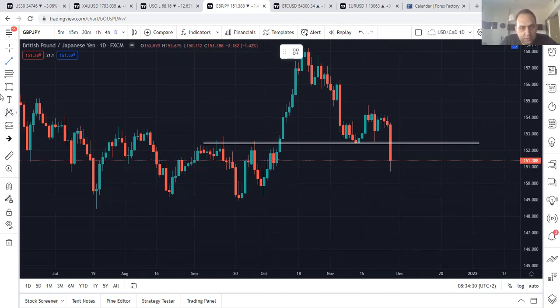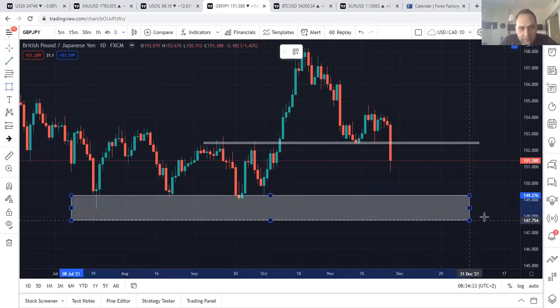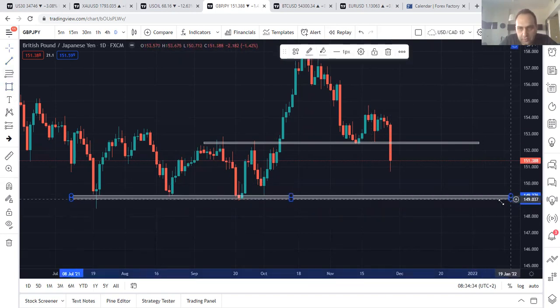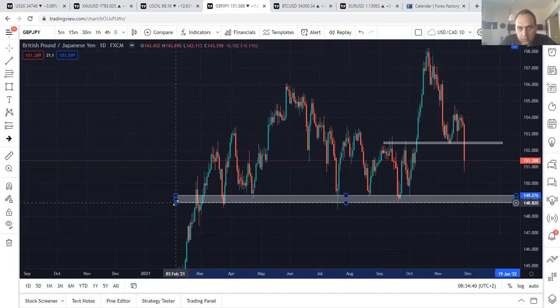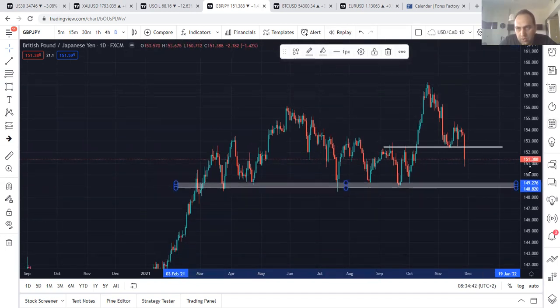So now GJ, we have a big support at this level. You have to be very careful from the support. 149, it's going back, guys, down. This was the big support that you wanted to have. Wow, wow, wow.